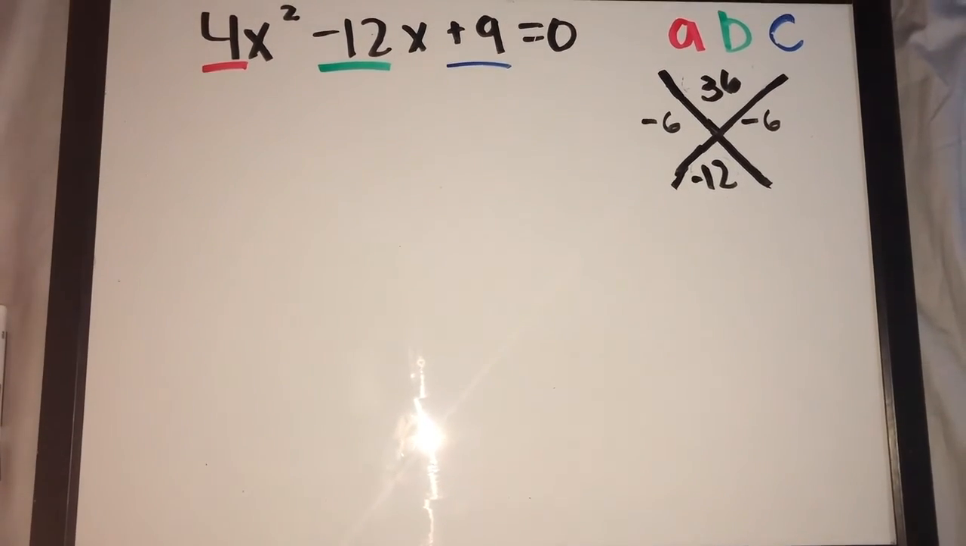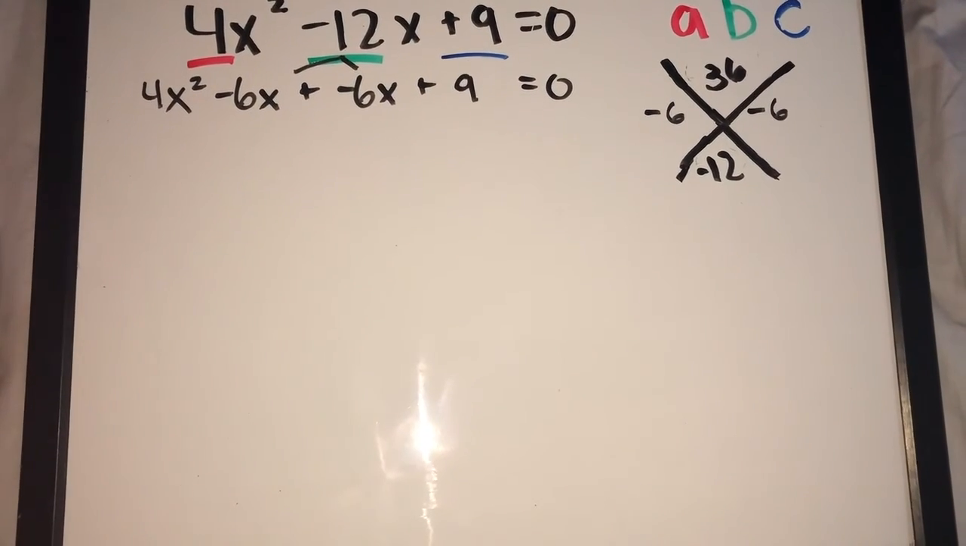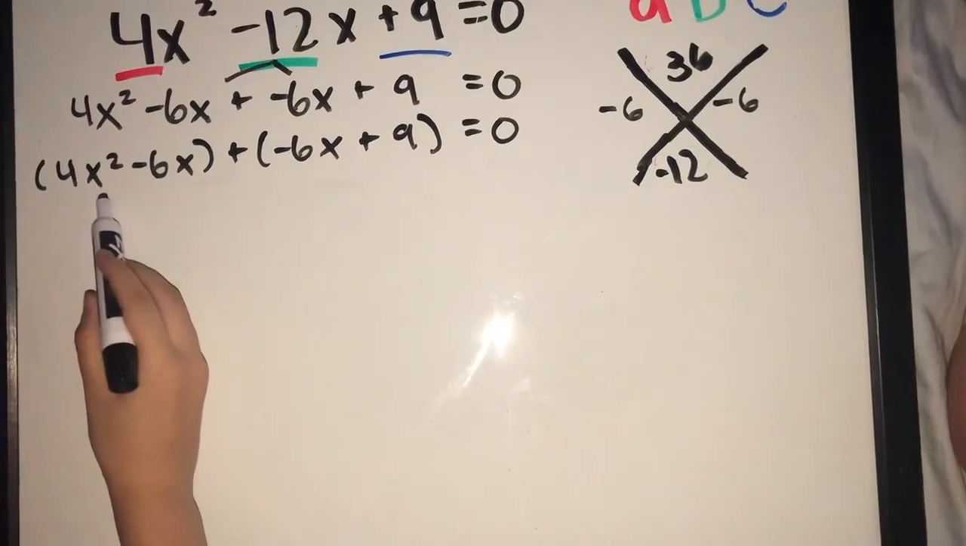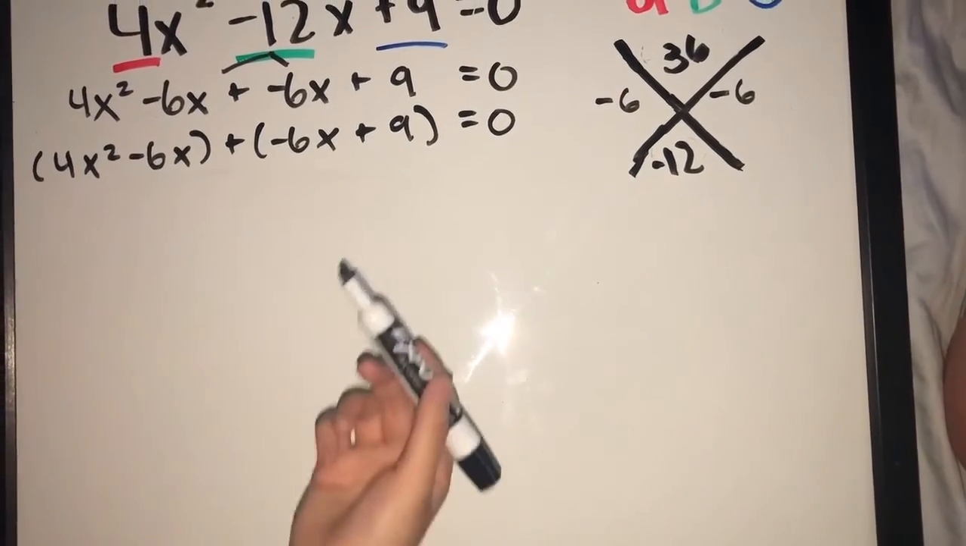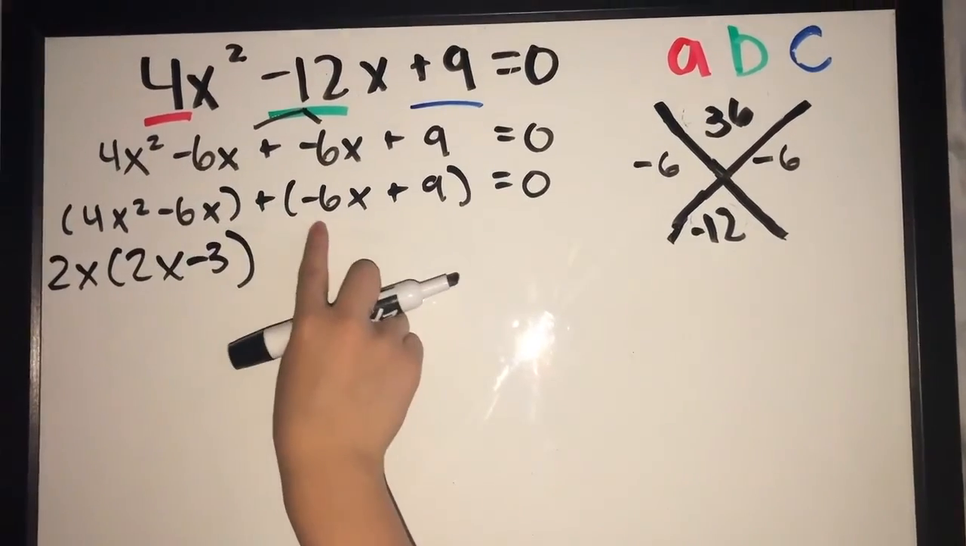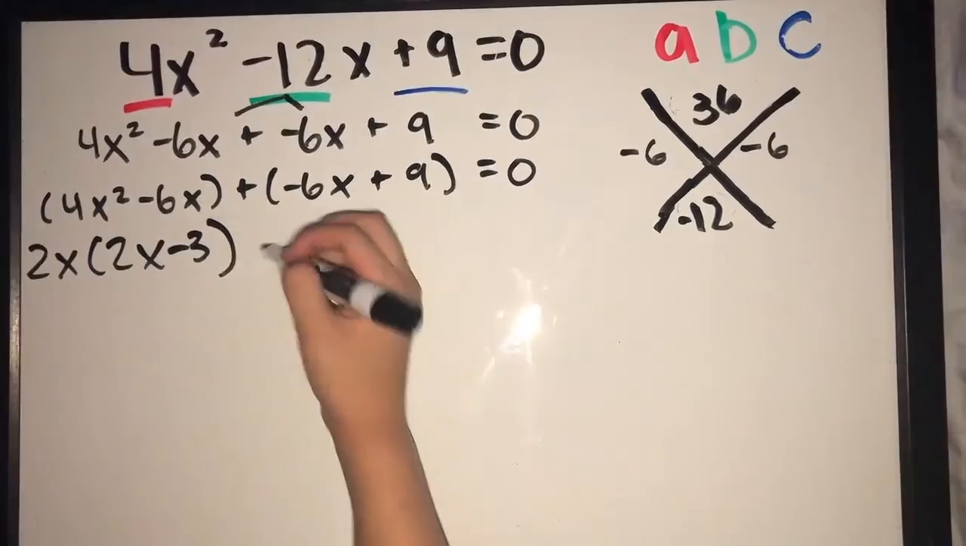After finding the two factors, rewrite negative 12x. Next, we're going to factor by grouping. So group the first two terms and then the last two terms. Now looking at 4x squared minus 6x, is there a greatest common factor? Yes, we can factor out a 2x. And then looking at negative 6x plus 9, is there a greatest common factor? Yes, we can factor out a negative 3.